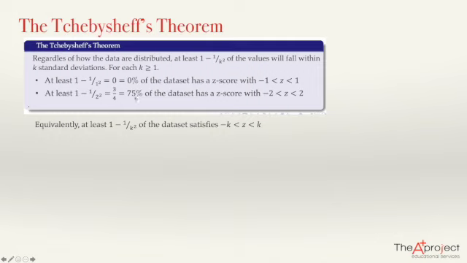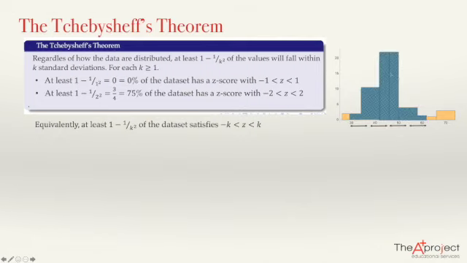So the theorem is telling me that at least 75% of the data set has a z-score within 2 standard deviations. So the z-score will be between negative 2 and 2. Assuming we have this distribution with a mean, let's say this is the mean 45 here, and a standard deviation. If we count 2 standard deviations to the left and 2 to the right, what this theorem is telling me is that all this area will be 75%.